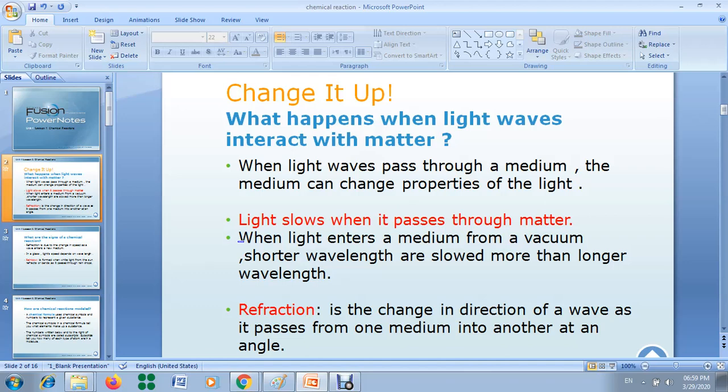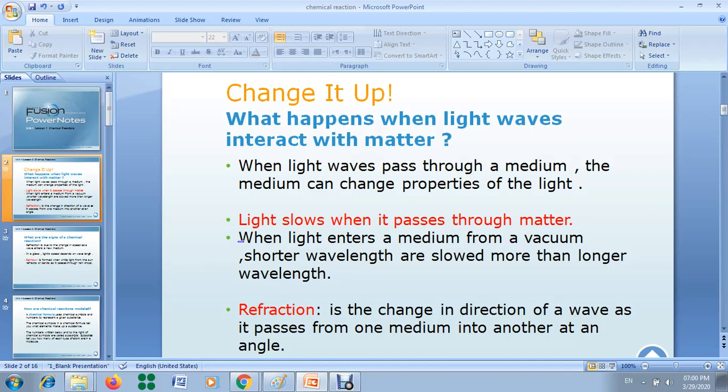We have learned before that the speed of light is constant in vacuum. It's 300 million meters per second. But when the light passes through different matter, the light speed will be changed. Actually, it will be slower. So light slows when it passes through matter. That depends on what? On the wavelength.